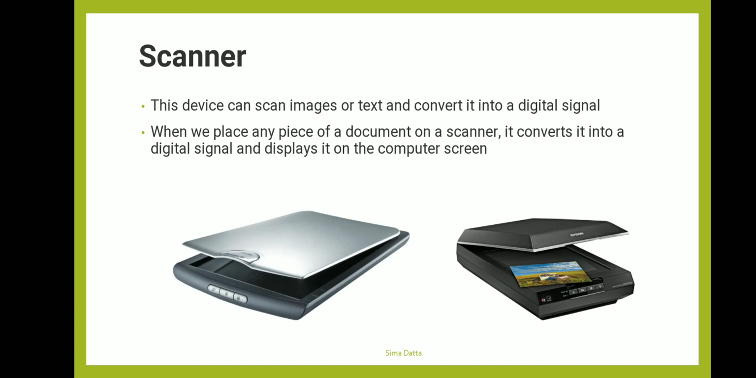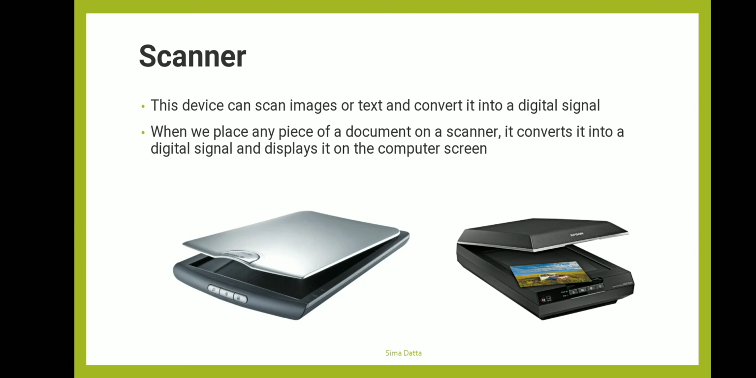Next one is scanner. This device can scan images or text and convert it into a digital signal. I think you already have an idea of digital and analog signal. I have already discussed it. Computer works on the digital signal. So whenever any device is attached to the computer system, it is always converted into the digital form, so that the computer can execute it. This scanner is basically a special type of input device which can scan images.